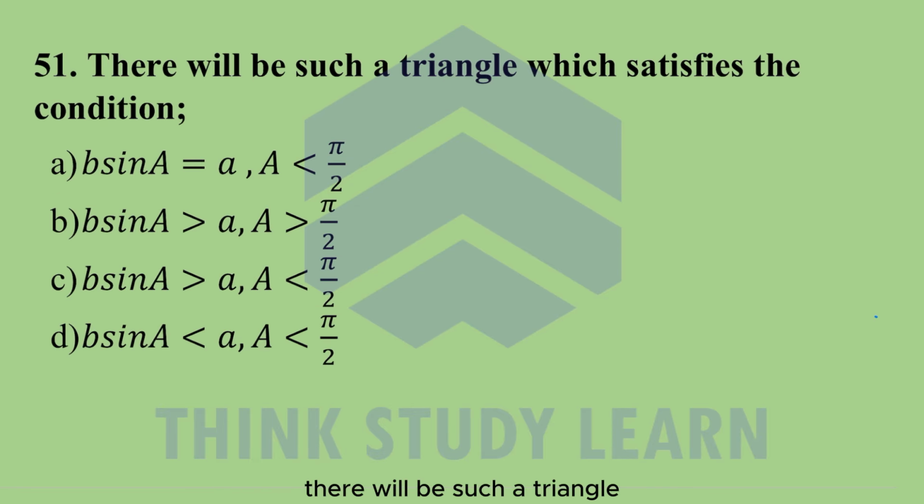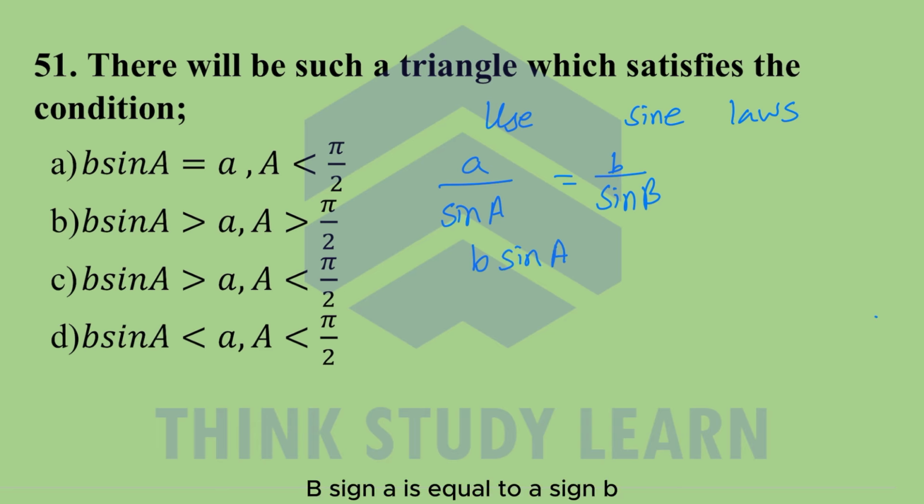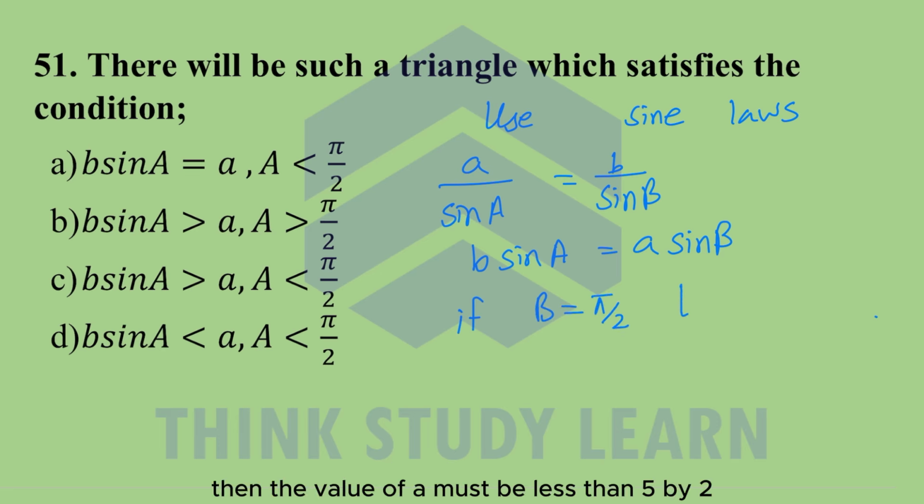There will be such a triangle which satisfies the following condition. We will use the sine law. The sine law states a over sine A is equal to b over sine B. Rearranging this equation, b sine A is equal to a sine B. So to satisfy this condition, if B is equal to pi by 2, then the value of A must be less than pi by 2.